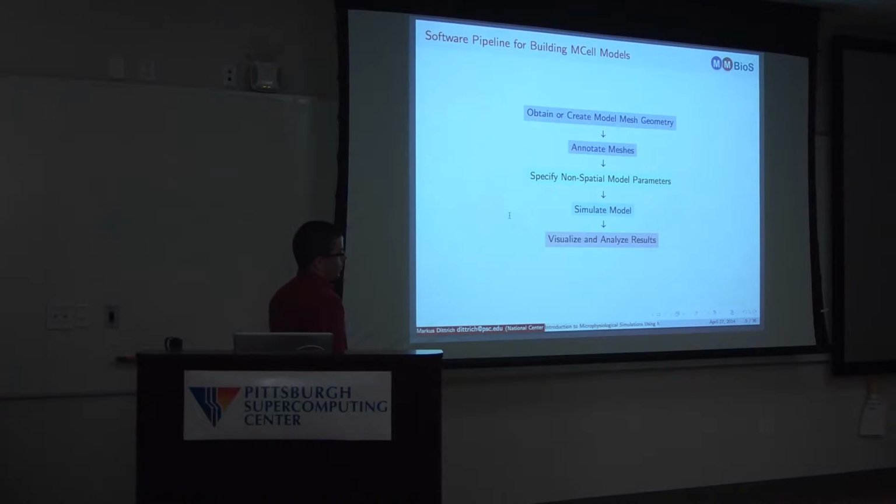You need to specify what I call non-spatial model parameters. These are diffusion coefficients, reaction rates, whatever describes your simulation. Then you will simulate your model, and then typically you'll look at it and analyze the results. Often this is an iterative process. You may have a starting model. You simulate, you look at some of the results. You may have some experimental constraints that tell you if this is a good model or not. And if not, you may tweak some of the parameters, and do it again until you have something that agrees with whatever constraints you might have.